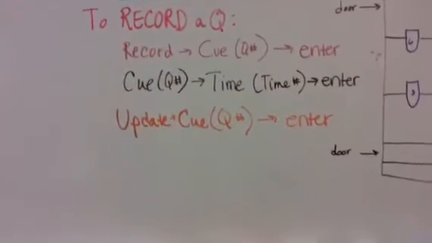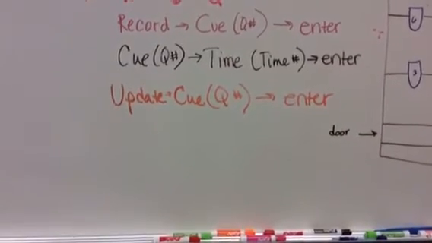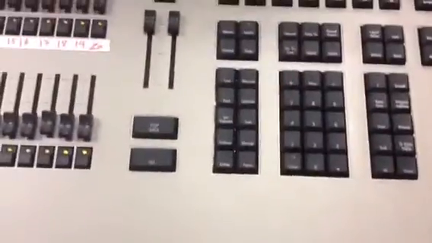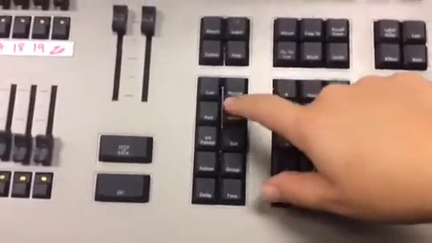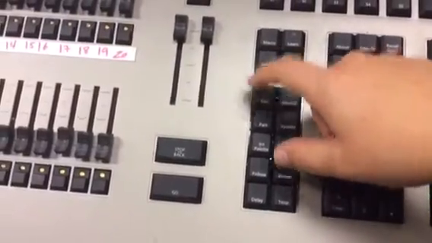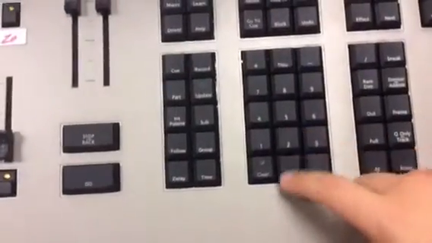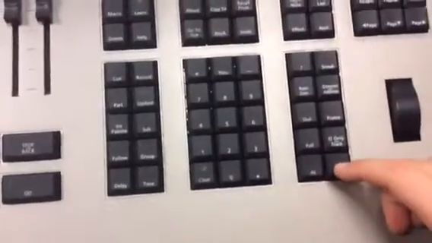Okay. And remember that cue that we wanted to change after we recorded it? We had to press update, then cue, and the cue number, and then enter. So if we wanted to change 203 to a blackout, which is what we're currently in, we would go update, and we're in 203 right now, but I'm going to put 203, and then I press enter, and that took us to a blackout.